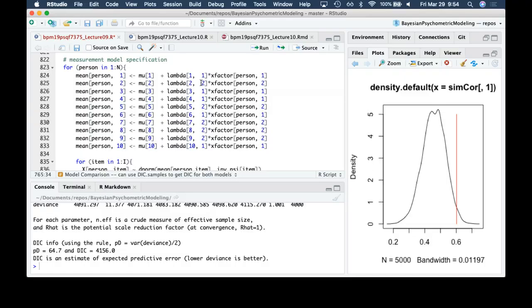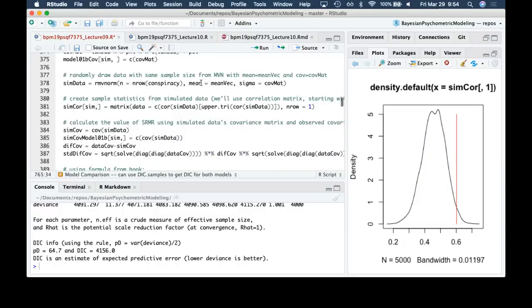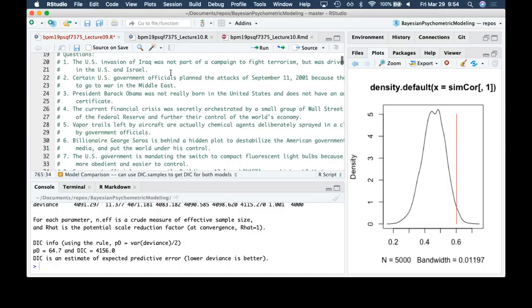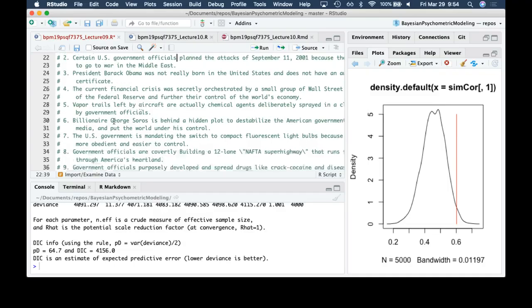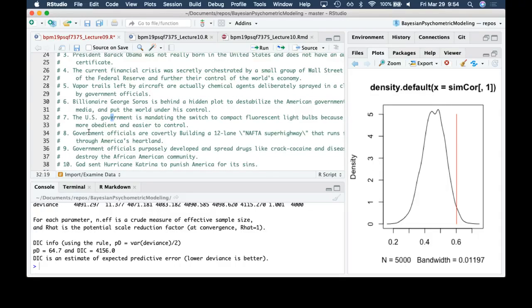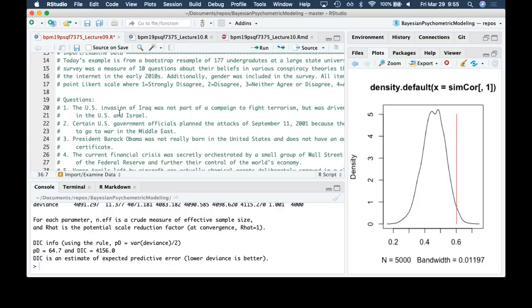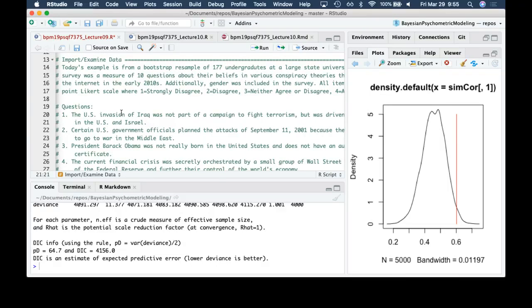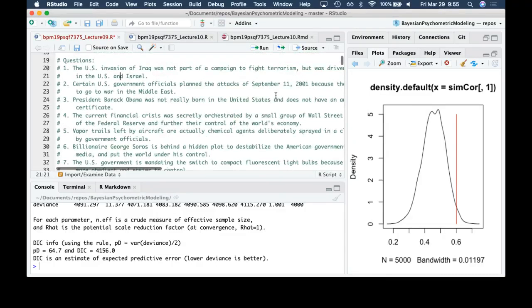And why did I do that? Government versus not. So if you look at these items, item 2 is something about government. Are you worried about government versus general conspiracies? That's sort of where I was going with it. Right? So U.S. or vapor trails left by aircraft are actually chemical agents. Government officials, right? 8, government officials. 9, governments are like U.S. invasion of Iraq. Well, I guess that's sort of government, but it doesn't specifically mention government. Right? And then it talks about oil companies and other people. Government, I think the deep state, right?